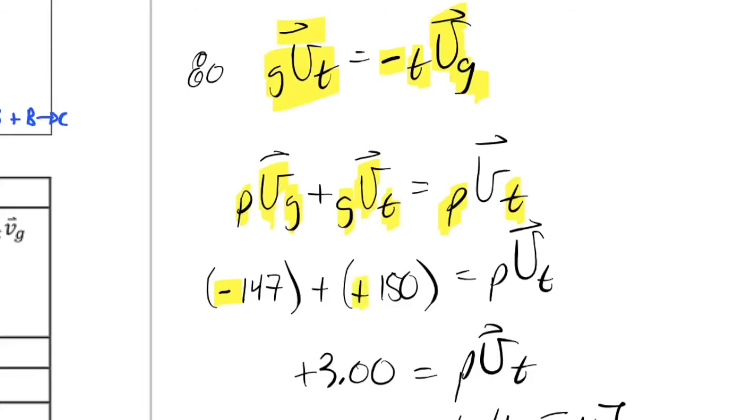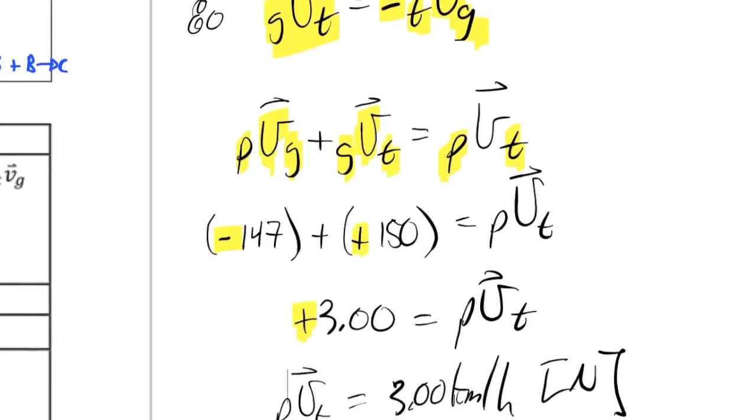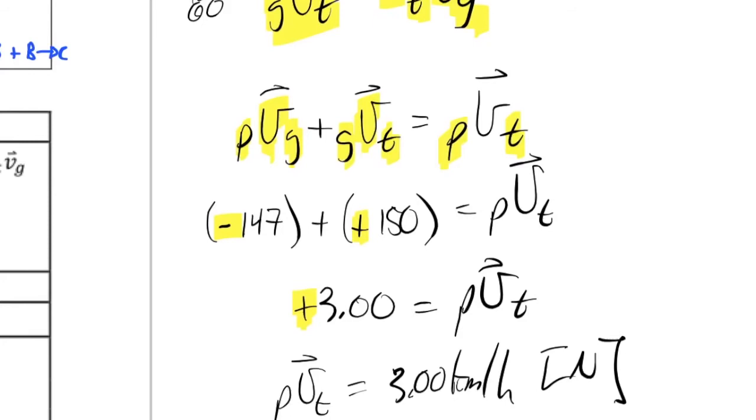Well, when we combine these, we get a value of positive 3. Therefore, our PVT is positive 3 kilometers per hour. And I believe it should have been 4 sig figs.